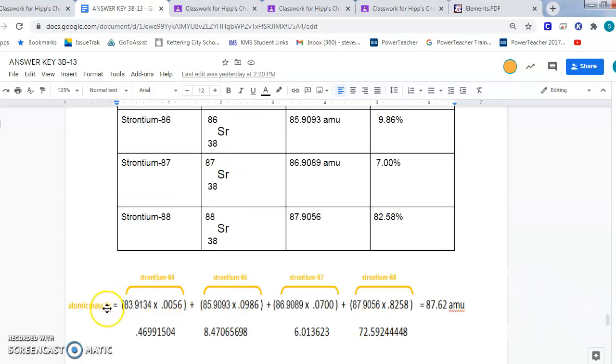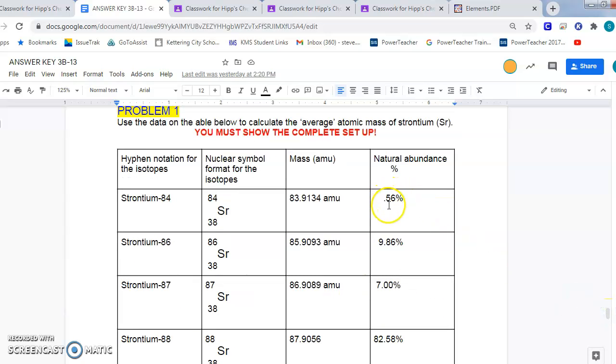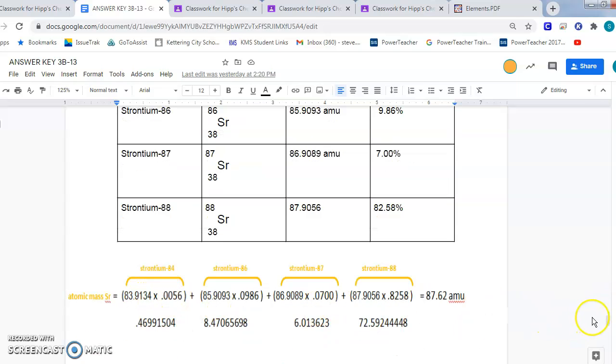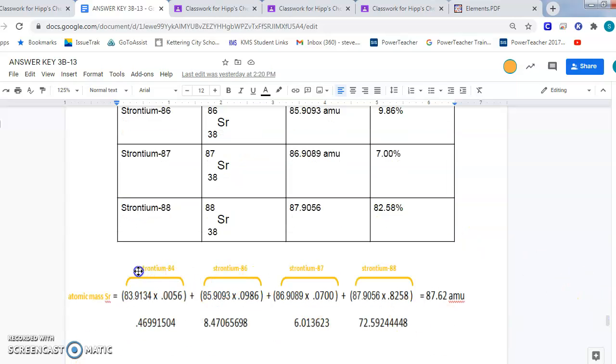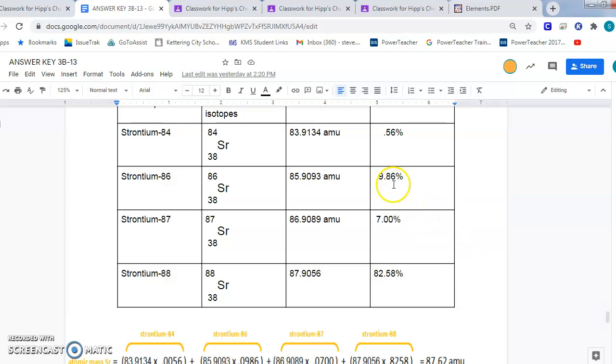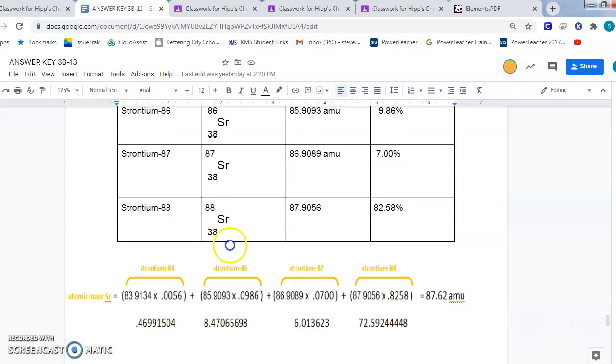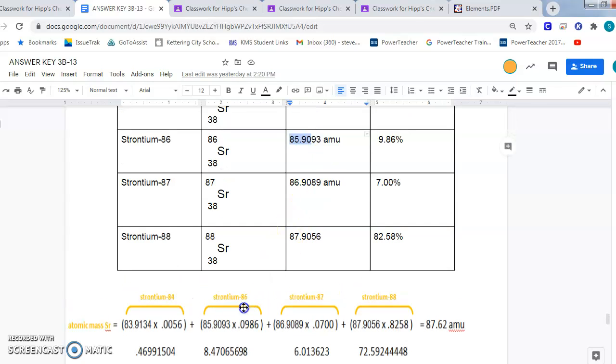Notice right here in the brackets, we're trying to calculate the average atomic mass of strontium, and the first contributor is strontium 84. Slide the decimal 2 to the left, making it 0.0056. There's our 0.0056. And here's our mass, 83.9134, and we plug it in there. Our next one, slide the decimal 2 to the left, making it 0.0986. That goes here. We're looking at strontium 86's contribution. Its mass is 85.9093. That goes there.